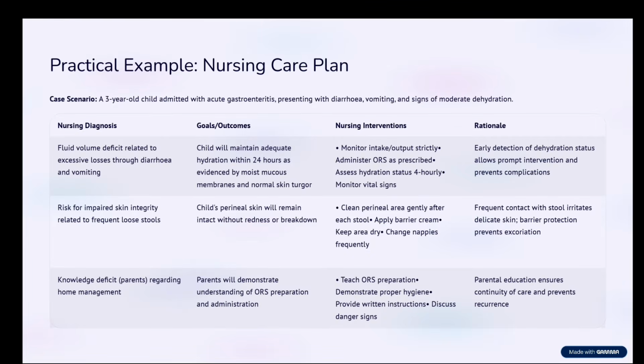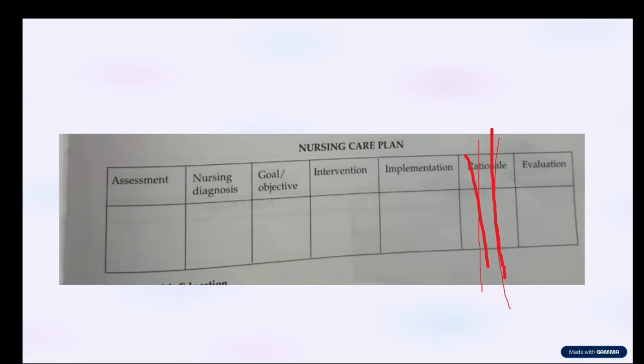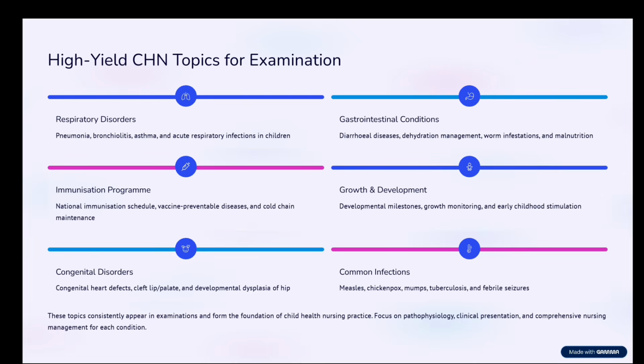Now we'll explain how to write a nursing care plan in the exam. This is the format: assessment, nursing diagnosis, goal, intervention, implementation, evaluation. There is no need to write the rationale; keep that aside and write the remaining all. I already explained how to write a care plan in the previous video when we were discussing mental health nursing, so there is no need to discuss it again.